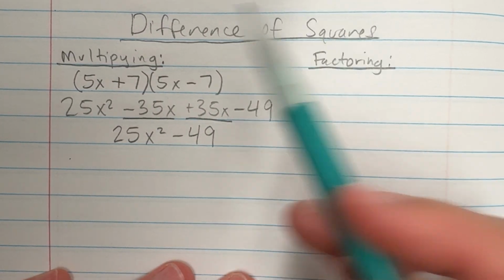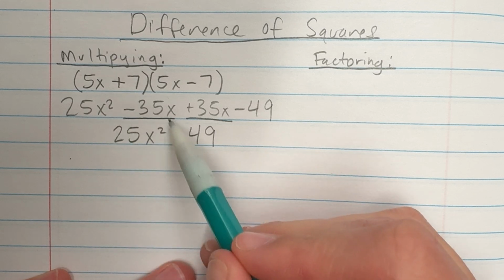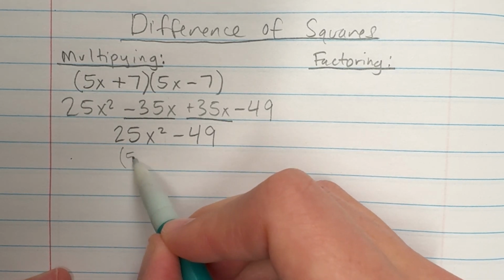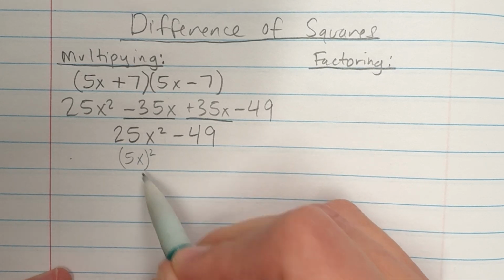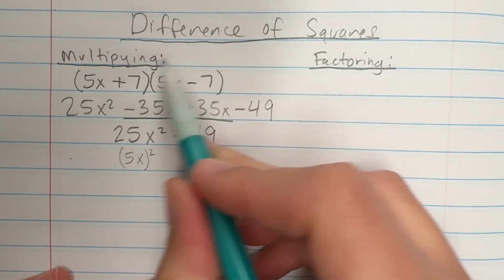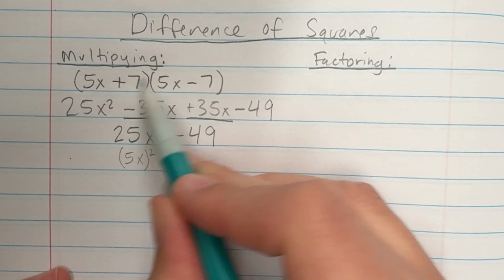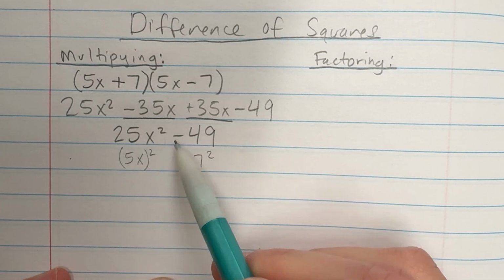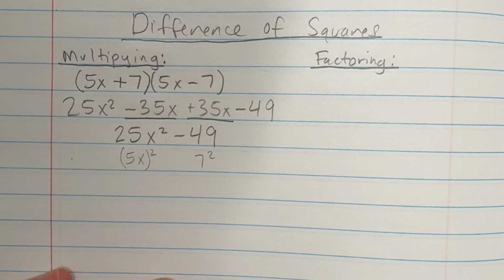What does that mean, squares? Well, this is the square of 5x. Look, this is 5x squared. That's what this is. And this is 7 squared. So this is two squares being subtracted.